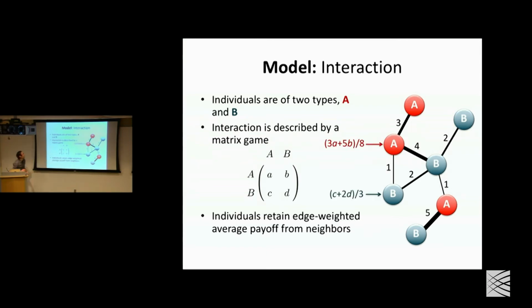So here's some examples. Take this A over here. It interacts with this other A, and it receives payoff little a with a weighting of 3, right? Because there's an edge weight of 3 there. This A interacts with two B individuals, getting payoff little b. That has a total edge weight of 5, right? So overall, A retains the average of those, so that's (3a plus 5b) over 8. Make sense? All right. So that quantity describes how well these individuals are doing in this game.